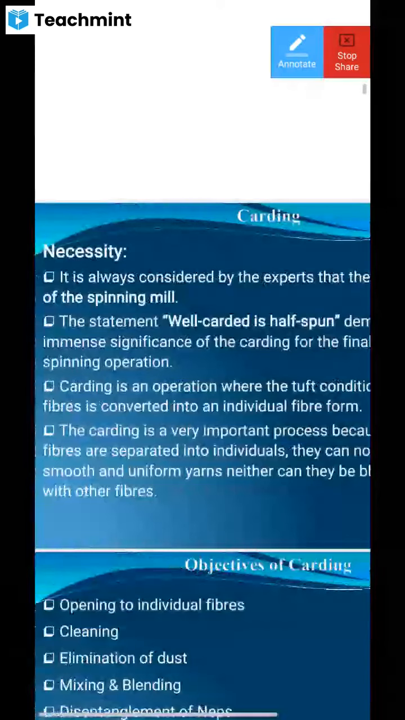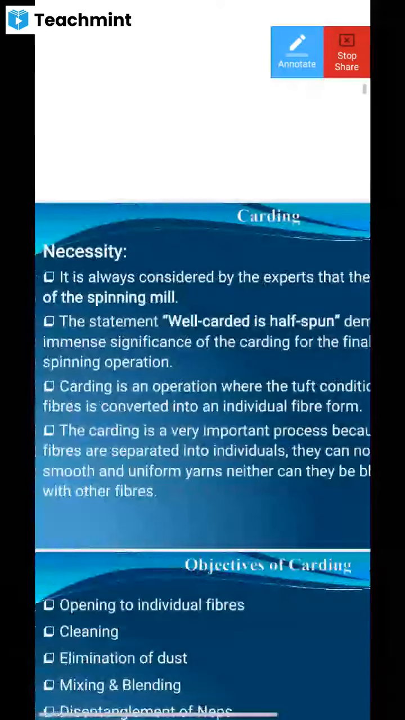Opening to the individual fibers. That means opening and cleaning, and individualization of the fibers. Cleaning: elimination of dust, foreign matters, dirt particles. Mixing and blending: already we go for homogeneous mixing in the Uniblock and some other machinery. Meanwhile, the mixing and blending again in the carding machine.